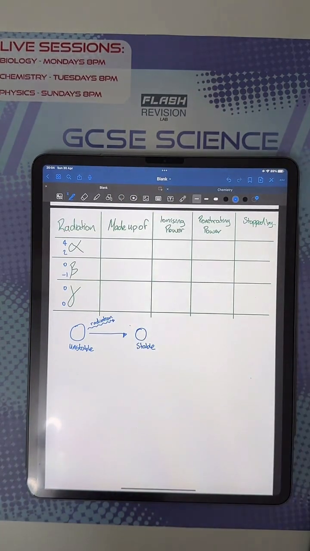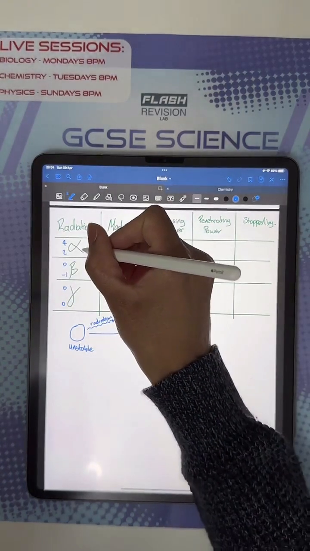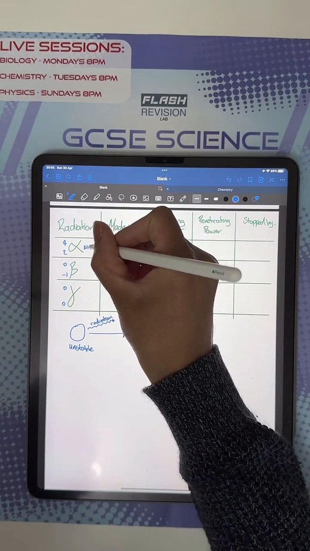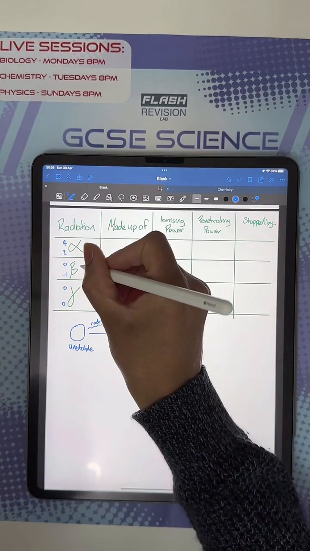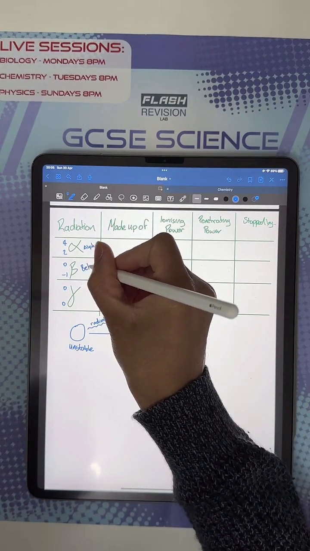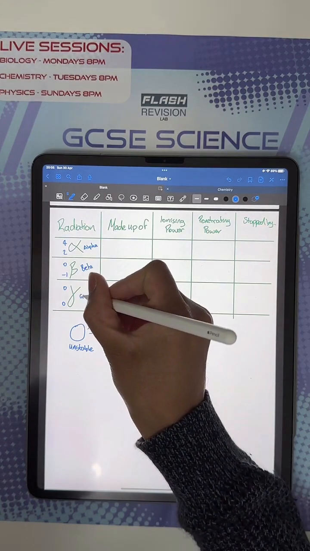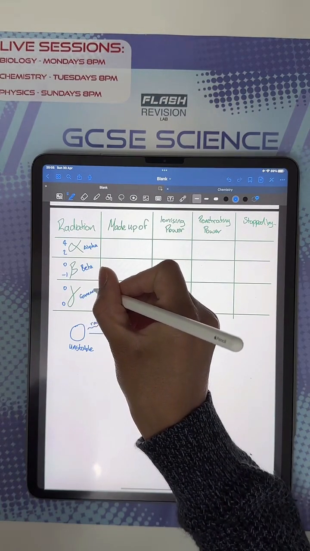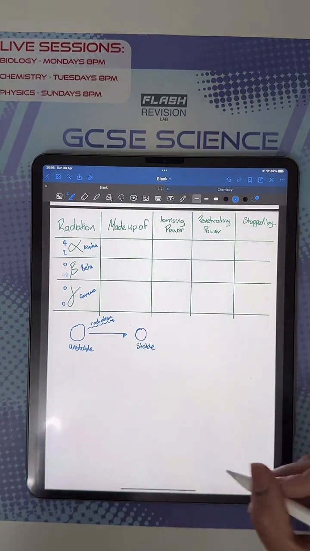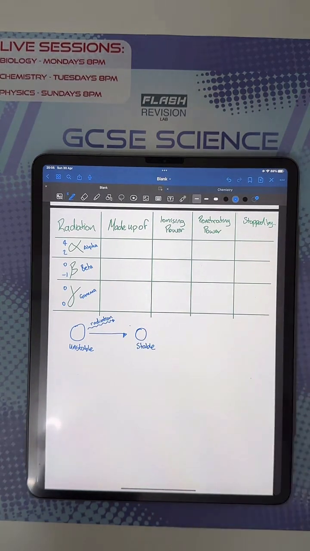So alpha is made up of, I think someone already wrote it down somewhere. Yeah, alpha is the first one. Let me write the names down. So alpha is this. Beta. And gamma. So as usual, guys, I'll give you guys a chance to screenshot all of this at the end once we finish the live.